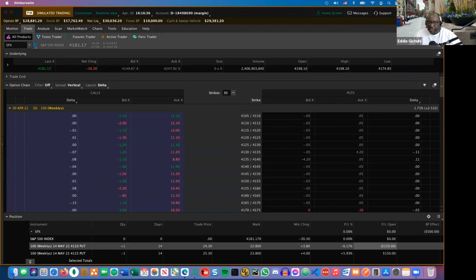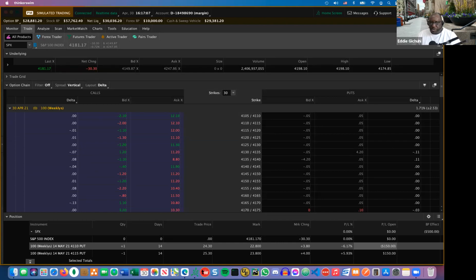Whereas in other platforms, the premium or the cash required is usually just the width of the spread, 500. All of this should not be confused with maximum loss. What is the maximum loss that you can attain from this? The maximum loss is usually the width of the spread, right, minus the premium received.